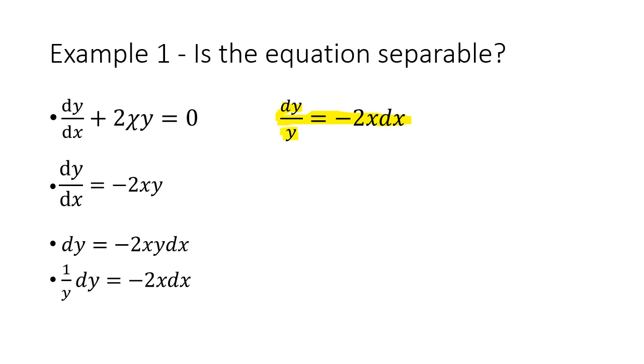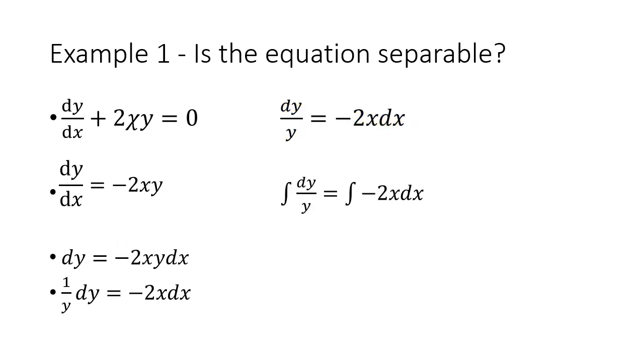So now that we have all of our variables on each side of the equation, what do we do next? Well, we need to remember that dy and dx are differentials. And how can we cancel out this differential? How can we eliminate them? Well, that's easy. We just integrate both sides of the equation, so we end up with an expression like this.